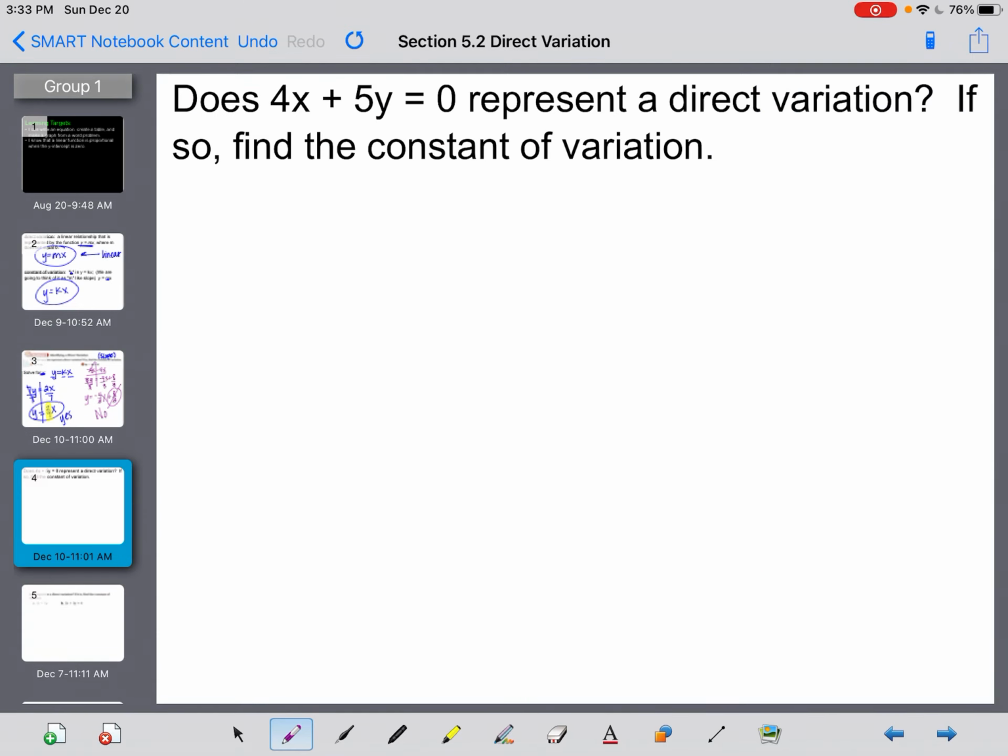All right, give this one a try on your own. This would be a great place to pause and just try. See if 4x plus 5y equals 0 is a direct variation, meaning would it look like this when you get y by itself? And if so, find out what your k is, your constant of variation. Pause it here, do that, come back and see if you get the same answer as me.